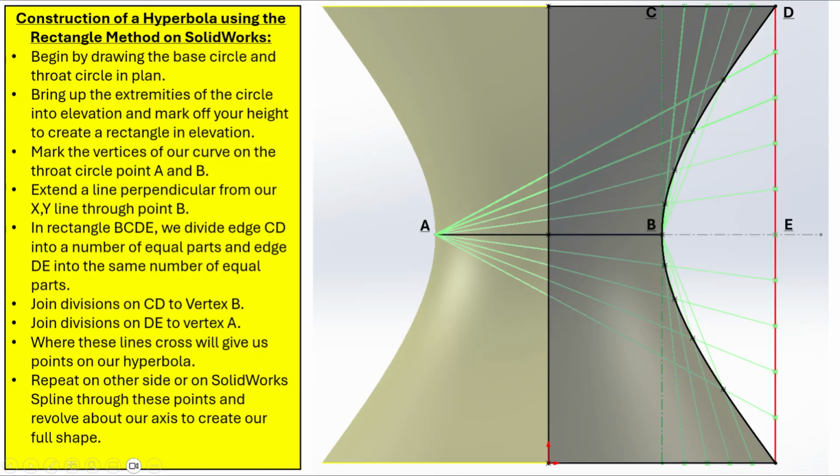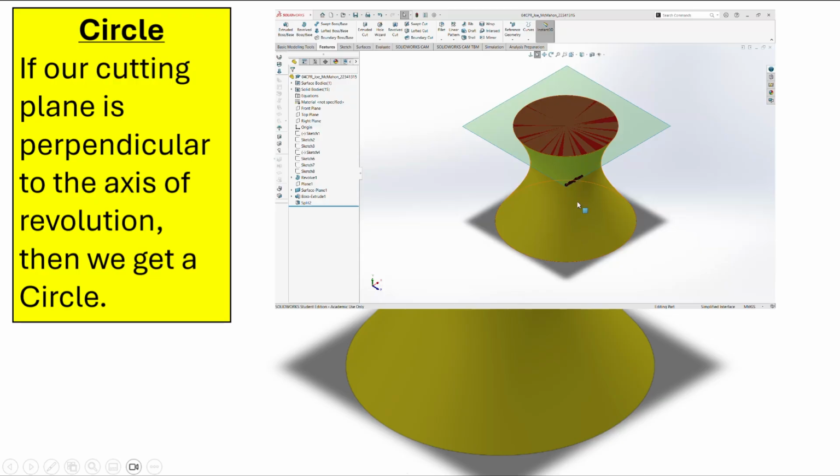In rectangle BCDE, we divide edge CD into a number of equal parts and edge DE into the same number of parts. Join divisions on CD to vertex B, and then join divisions on DE to vertex A. Where these lines cross will give us points on our hyperbola. You either repeat these steps, or in SOLIDWORKS, spline through all our points and then revolve around our axis to create our full shape.